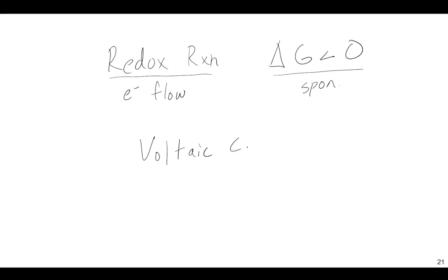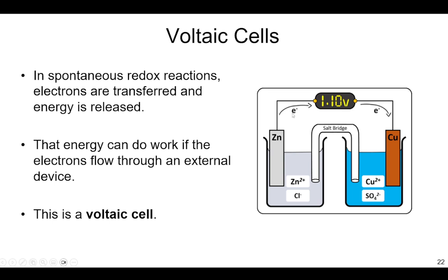So the basis of how you would set something like this up and then do electrical work with it is called a voltaic cell, sometimes called a galvanic cell. And voltaic cells exploit this spontaneity criterion and redox behavior to do electrical work. So let's look at a prototypical voltaic cell.